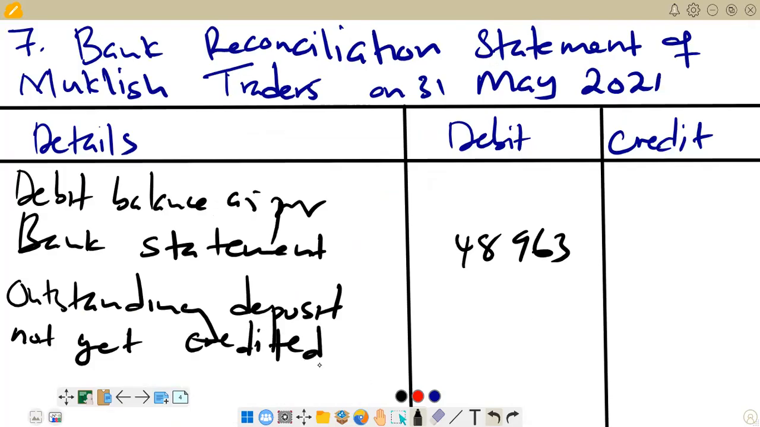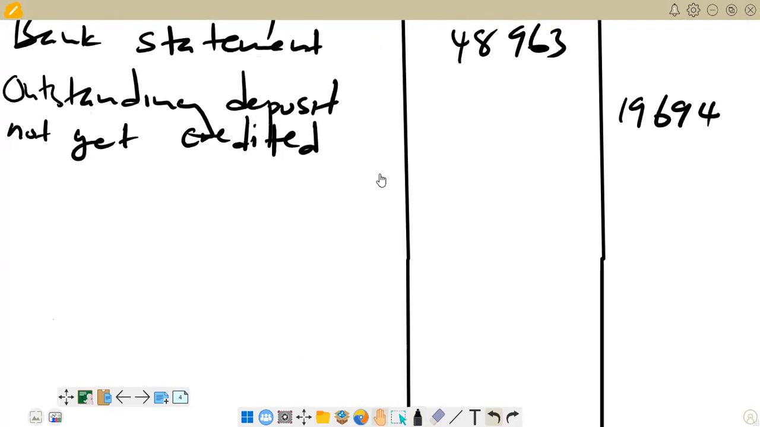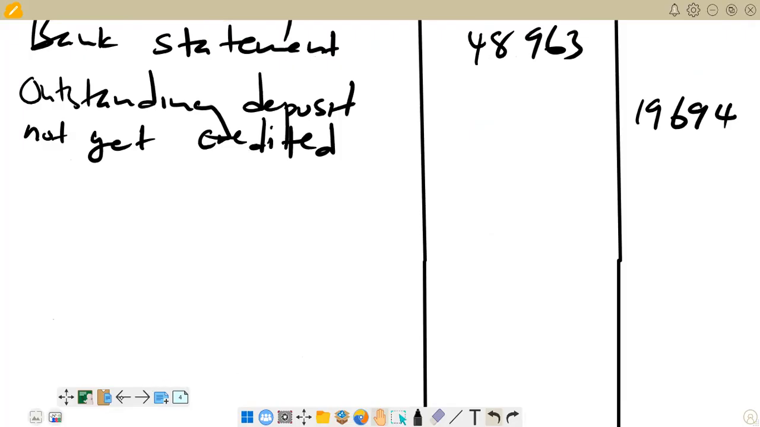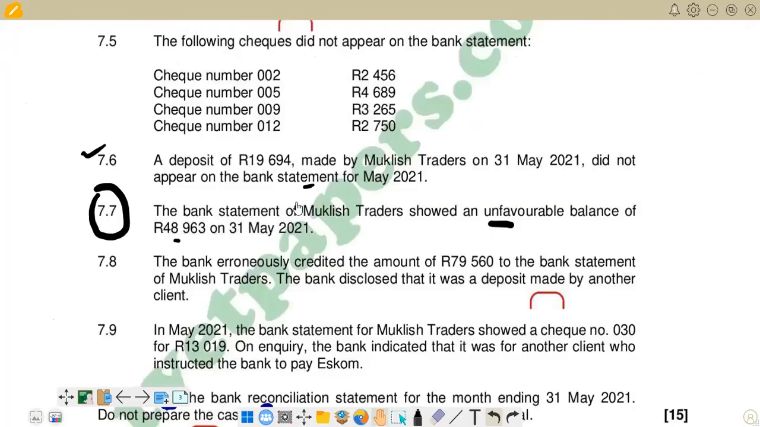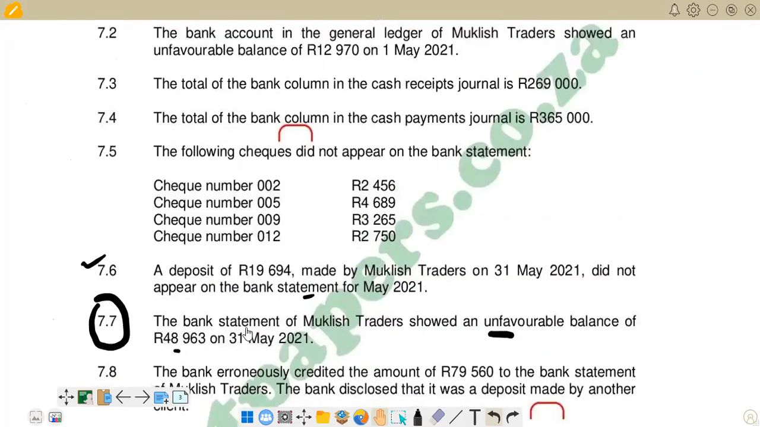So remember, whenever money is deposited in the bank account, on the bank statement it will be credited. So it's supposed to come on the credit side. We have 19,619. So this is what we have. And then we can go again and check if we have got any other outstanding deposits that we have in the question. So we can check with the information that we have there.